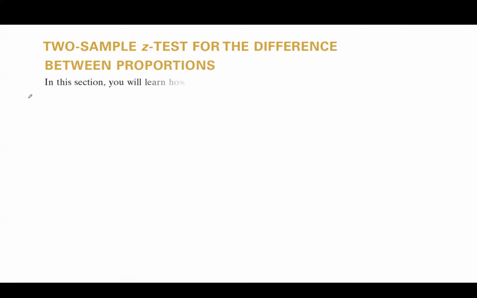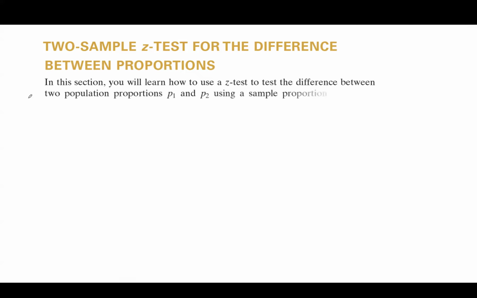What if you have two populations and you want to compare the proportions? In this case, you can use two sample z-test for the difference between proportions. In this section, you'll learn how to use a z-test to test the difference between two population proportions, P1 and P2, using a sample proportion from each population.